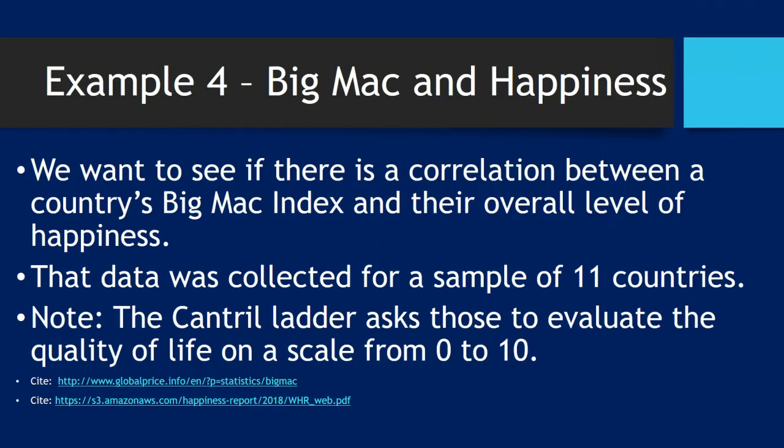Now let's go to another example outside of college wrestling. We're going to go to the Big Mac and happiness example that's in our notes. We want to see if there's a correlation between a country's Big Mac index and their overall level of happiness. Data was collected for a sample of 11 countries, and we collect the Big Mac index, I think the 2016 Big Mac index, and the Cantril ladder score, which basically asks people to evaluate their quality of life on a scale of 0 to 10, with 10 being the highest quality of life and 0 being the least.